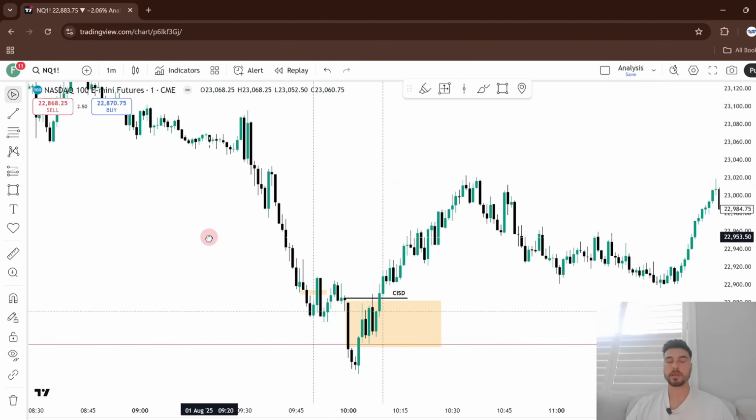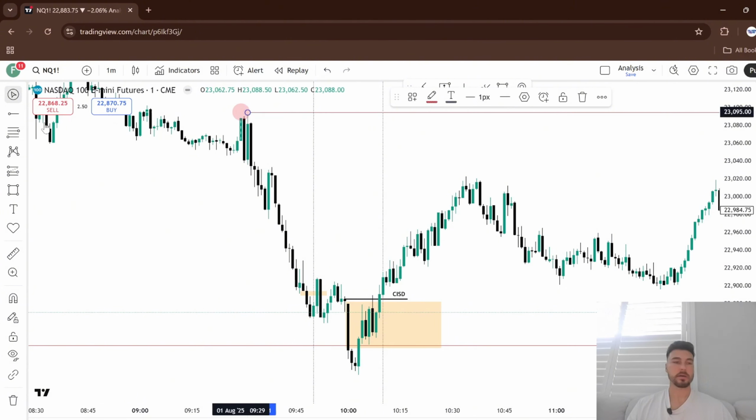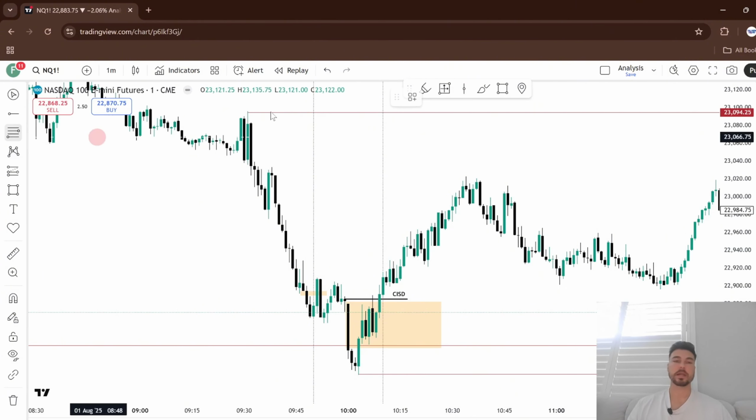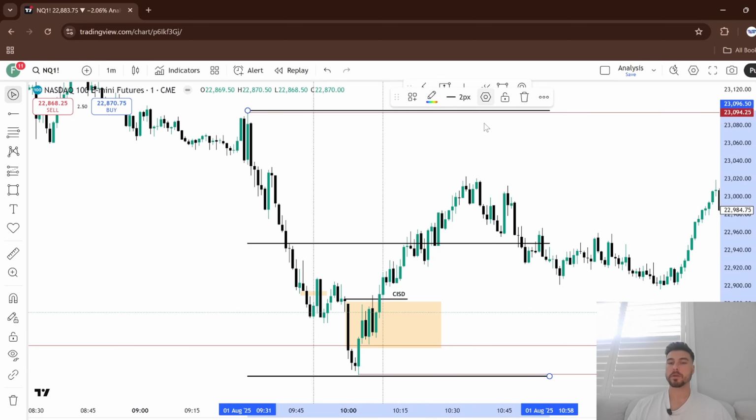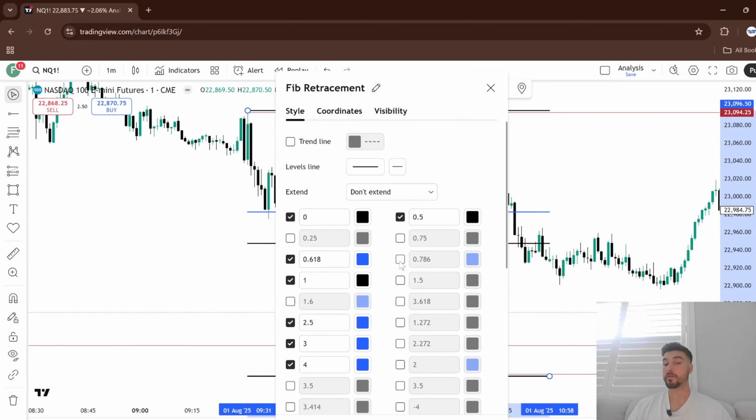Well, let me mark out 2 things. We have a dealing range from this high to this low. So if you pull a Fibonacci on this range from swing high to swing low, take a partial here at equilibrium. When price taps up into OTE, that is when you can take your second contract off and then hold a runner.